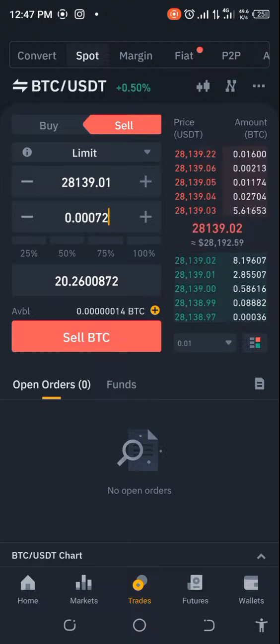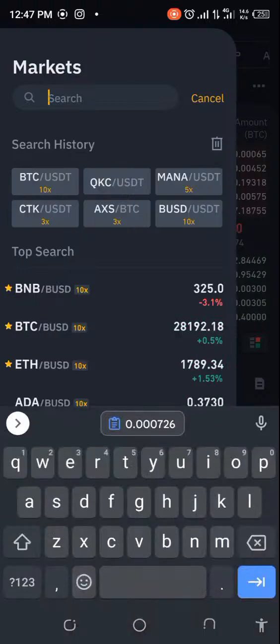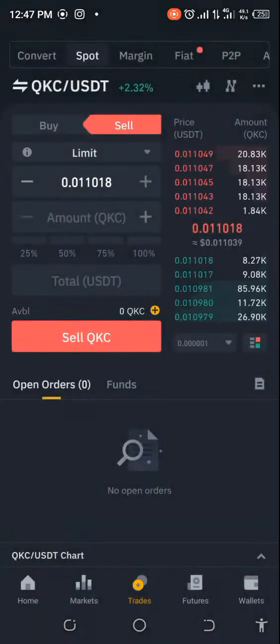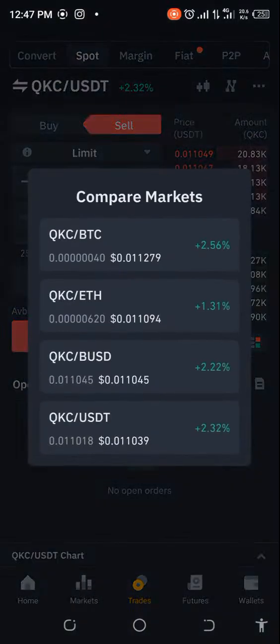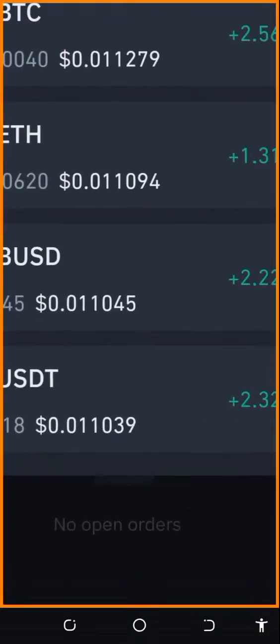This is a triangular arbitrage within Binance. So let's go ahead and do this. Are we ready? Let's hope that this is going to go through fast. Okay, so let's go straight to our QKC USDT. But before we go ahead, let's make sure that everything is still intact. What do we have here? Everything still looks the same, still looks normal.